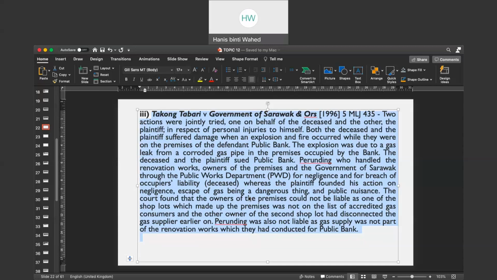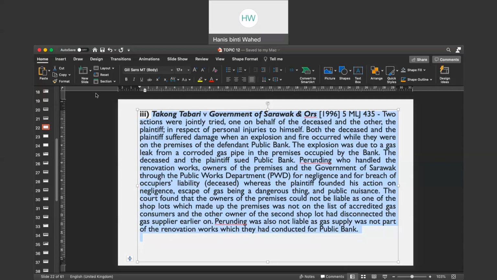Okay, so based on all this discussion, we can conclude that an occupier owes a duty of care to an invitee also. And the duty is to use reasonable care to prevent any damage or injury from unusual danger that he knows or ought to know. So this is the standard of care required of an occupier towards an invitee.